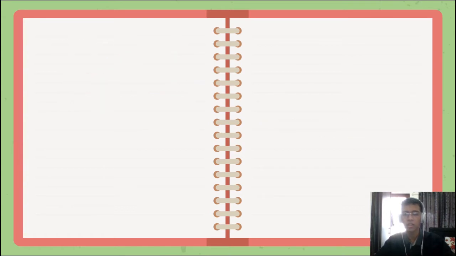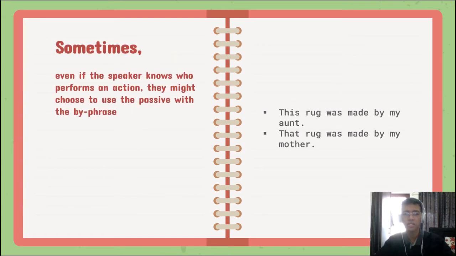And the third one is: sometimes even if the speaker knows who performed an action, they might choose to use the passive with a by phrase. In this case, one might use the active voice instead of the passive voice if they know who performed the action.